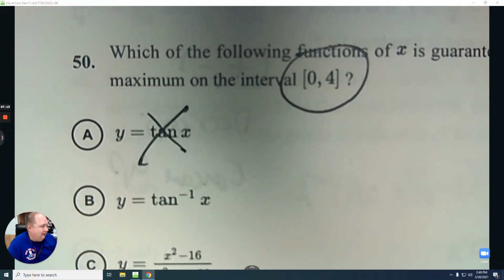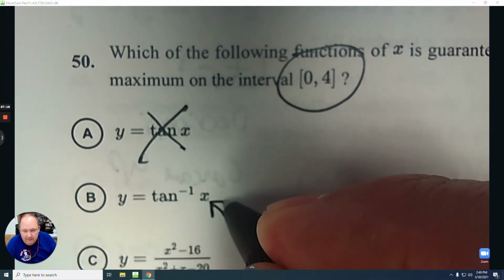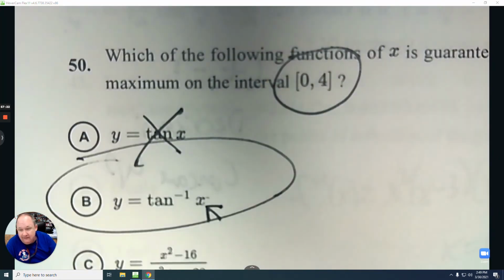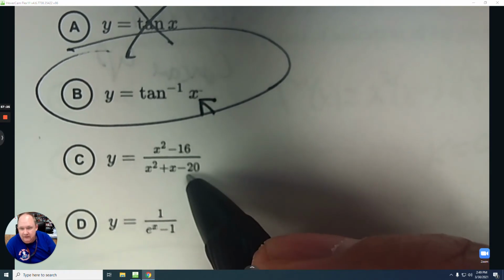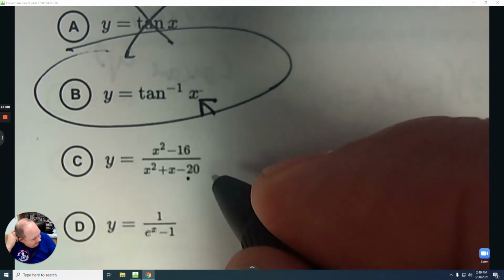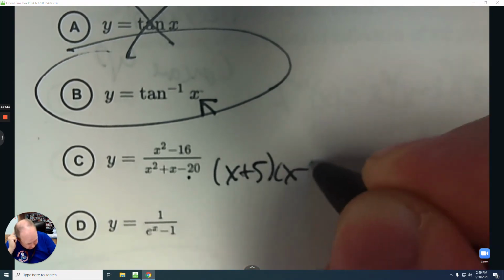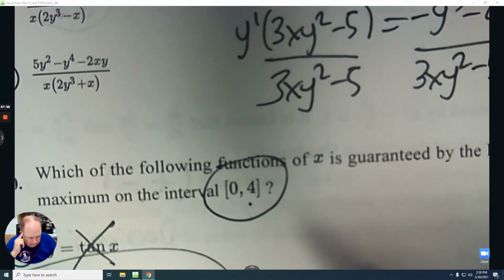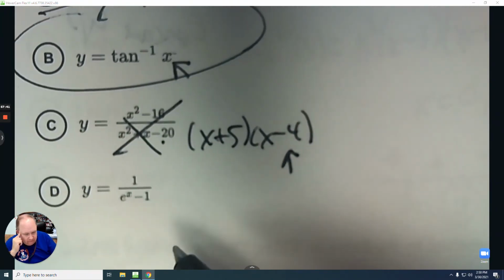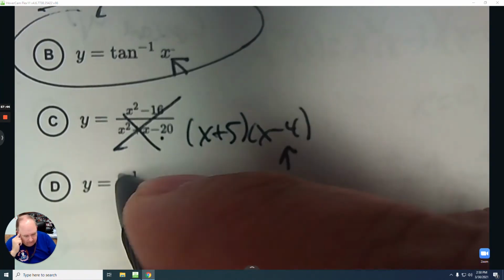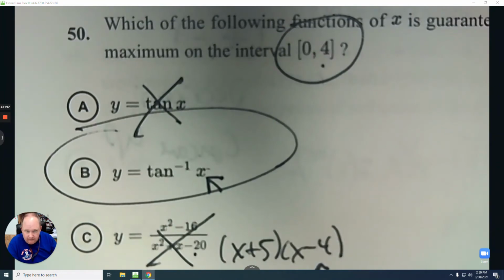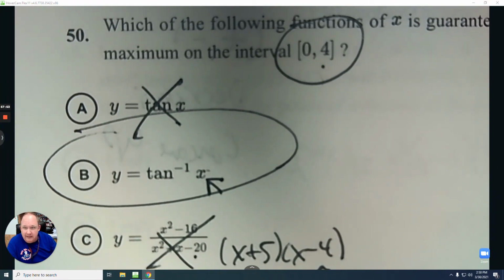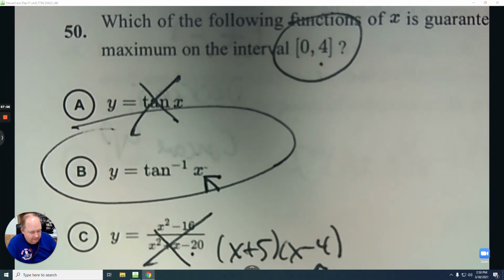If I look at B, there is nothing. The domain restriction for inverse tangent is all real numbers. Every number works for inverse tangent, so that's a continuous function. This one, if you factor it, there's a discontinuity at positive 5 and negative 4. So there's a discontinuity at positive 4, which is included because of the brackets. And here is 0. E to the 0 is 1, take away 1, discontinuity. So the only continuous function from 0 to 4 is B, inverse tangent. It has no restrictions, and it guarantees a maximum value in that range, or that domain restriction.